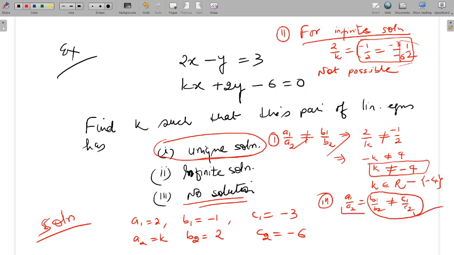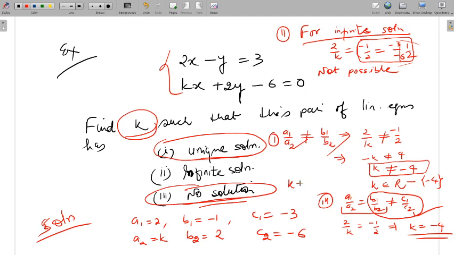Now we have to satisfy this condition, which is a1 upon a2 is equal to b1 upon b2. So write 2 upon k is equal to minus 1 upon 2. This gives k is equal to minus 4, right? So what is the value of k such that this pair of equations has no solution? The answer is k should be equal to minus 4. So this is how we proceed to such kind of problems.